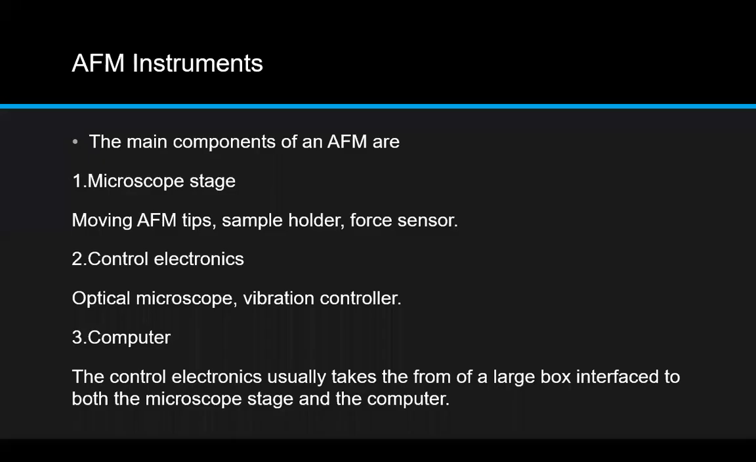AFM instrumentation: the main components of the atomic force microscope are the microscope stage, control electronics, and the computer. The microscope stage moves the AFM tip, sample holder, and the force sensor. The control electronics control the optical microscope and vibration control. The electronics usually take a large box interface to both the microscope stage and the computer.